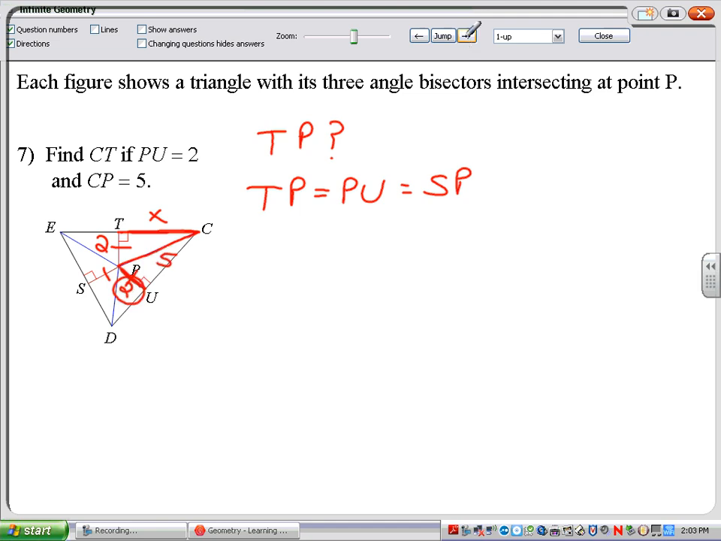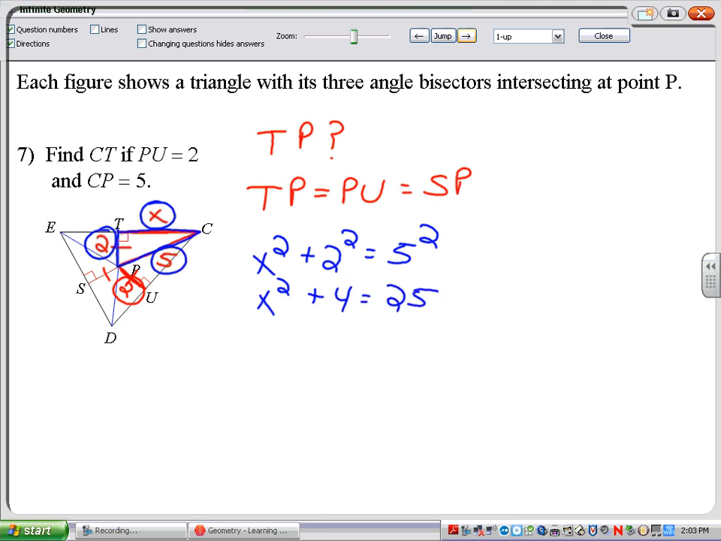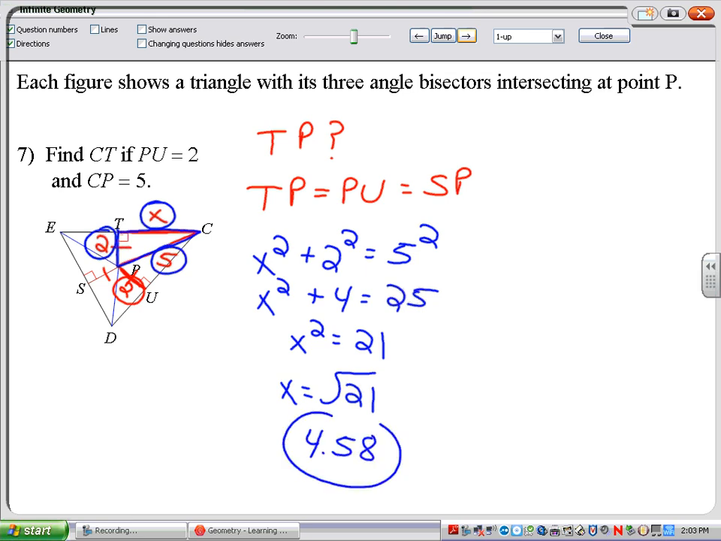So I have this triangle, I'll put it in blue, that I'm trying to solve with a 2, a 5, and an X. So your 5 is your hypotenuse. So it has to be in this order: X squared plus 2 squared is 5 squared. In other words, x squared plus 4 is 25. Subtract 4 to get 21. So x is the square root of 21, which on my calculator is 4.58.